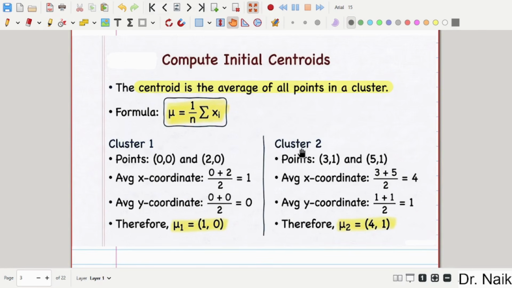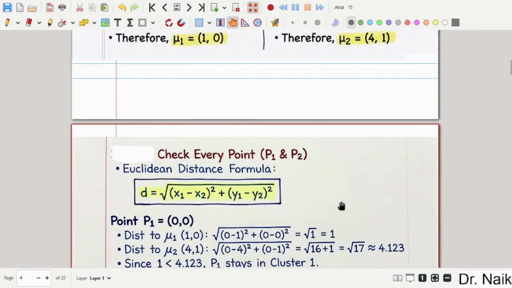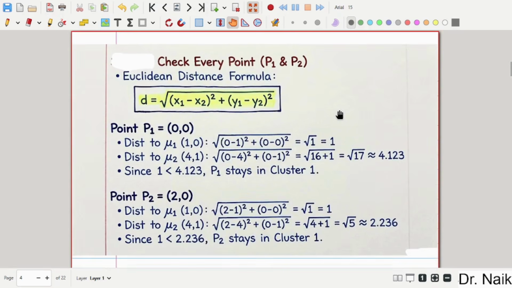Similarly, calculate the centroid for cluster 2. Cluster 2 has 2 points (3, 1) and (5, 1). The average x coordinate is (3 plus 5) divided by 2, which is equal to 4, and the average of the y coordinate is (1 plus 1) divided by 2, which is equal to 1. Therefore the centroid for cluster 2 is (4, 1). Now calculate the distance of every point from the centroids.